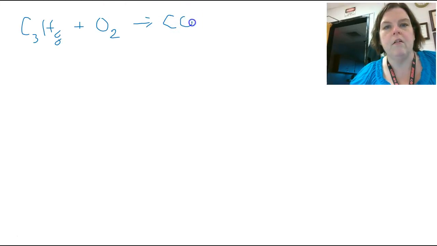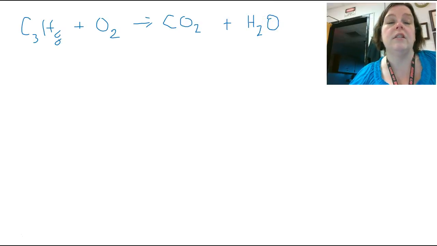CO2 plus H. Sorry, it's taking me longer. I don't have a stylus, which is what I should have. Okay, so this is what we have.